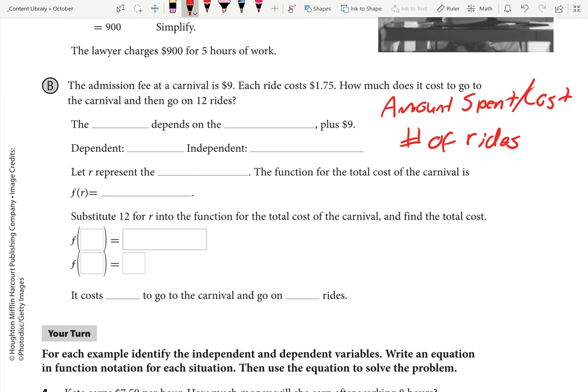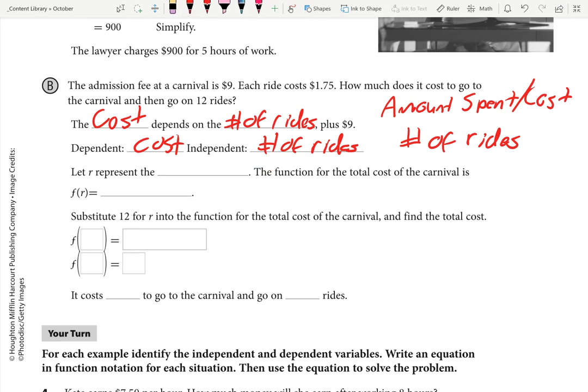And it should be obvious, right? The cost at the end of the night will depend upon how many rides we go on. The number of rides we go on will affect the final cost. So because that affects something, the number of rides is independent. And because the cost is affected by the number of rides we go on, that cost is dependent upon the number of rides we go on. Dependent is cost because that's depending upon the number of rides we go on, and independent is number of rides because the number of rides we do will affect the cost at the end of the night.